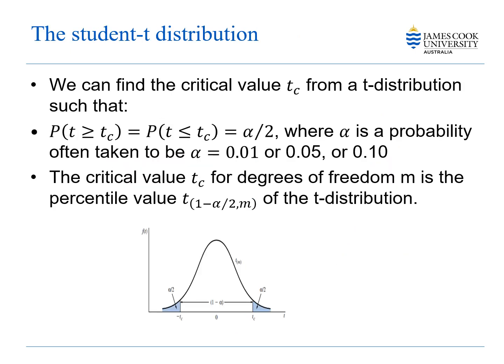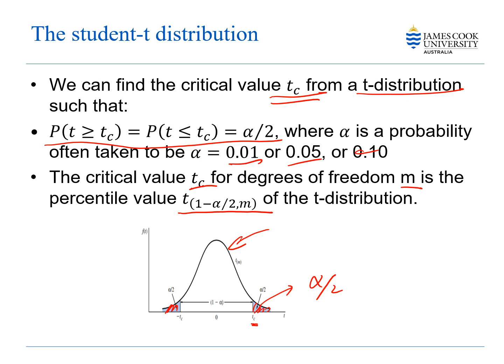So we can find a critical value t from a T distribution such that this is the case. That's the T distribution. We want to find the critical value t_c so that the area of the upper tail, and likewise the lower tail, has probability alpha divided by 2. Alpha is something that we can choose. Typically, we can choose alpha to be 1%, 5%, or 10%. So the critical value t_c for the degrees of freedom m is the value t_(1 - alpha/2, m) of the T distribution.